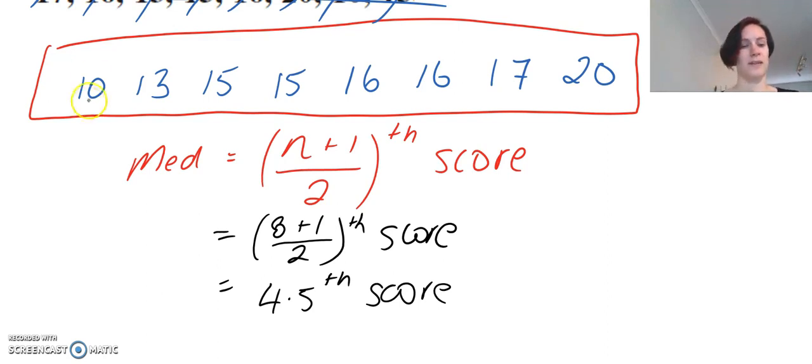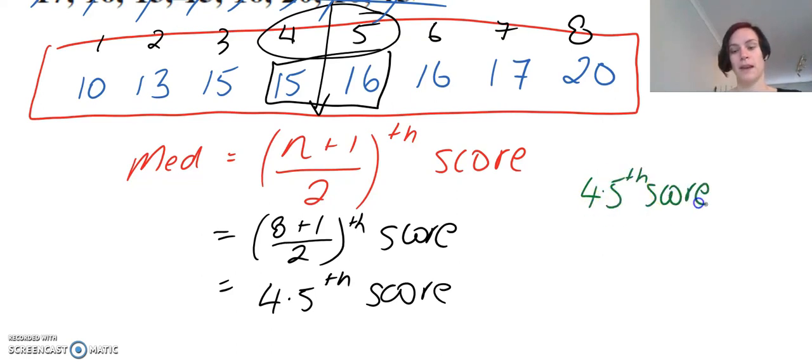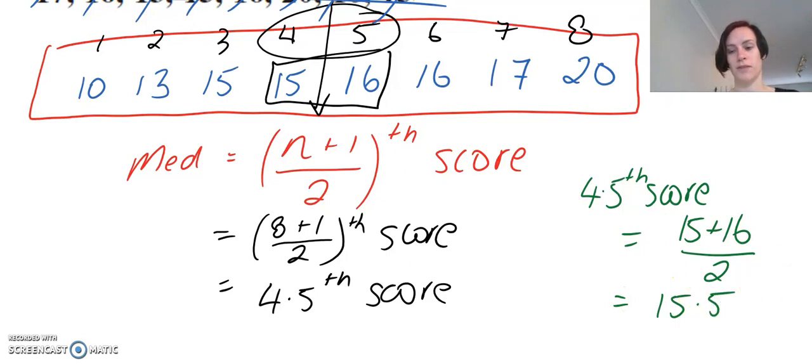Now that sounds a bit strange, but let's have a look. We have our first, second, third, fourth, fifth, sixth, seventh, and eighth. We know that the 4.5 score will lie exactly in the middle of the fourth and the fifth score. So we know it's going to sit between these two scores. Remember, we're only looking at the score number so far, not the data number. So the next step is to say the 4.5 score is going to equal 15 plus 16, and we find the middle of that by dividing by 2. That will be 15.5. So to find the actual value, we have to find the midpoint.